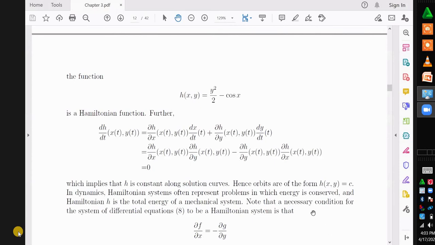Hence orbits are the function h of x, y is c, because you can see from this differential equation h is just equal to some constant c. Hamiltonian function usually represents the total energy of a dynamical system. Usually this is Lagrangian path.